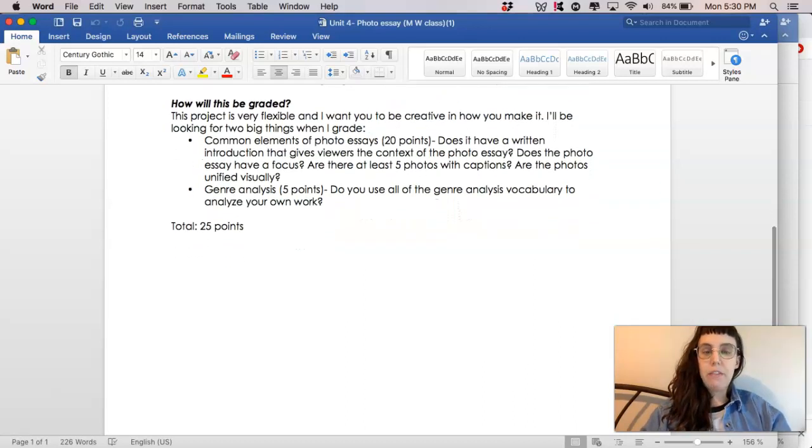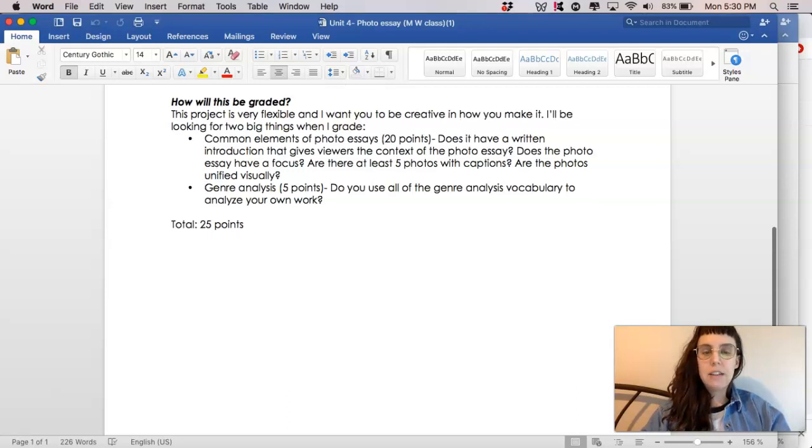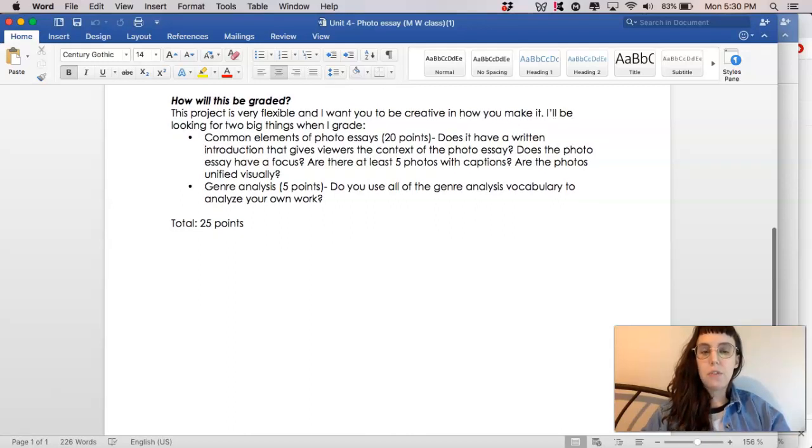This project is very flexible and I want you to be creative in how you make it. I'll be looking for two big things when I grade. The first is common elements of photo essays. So does it have a written introduction that gives viewers context of the photo essay? Does the photo essay have a focus? Are there at least 5 photos with captions? Are the photos unified visually?